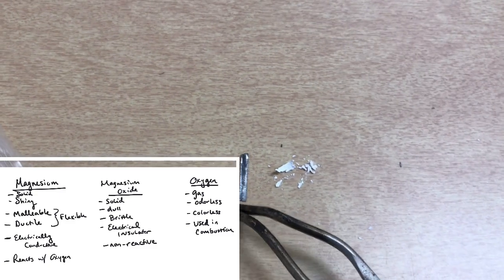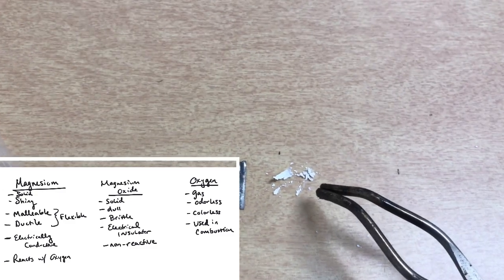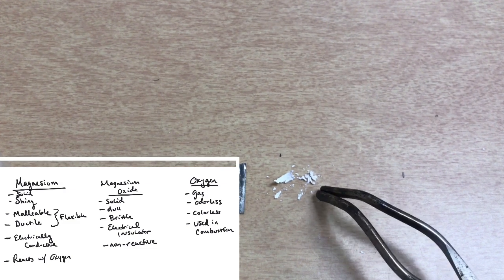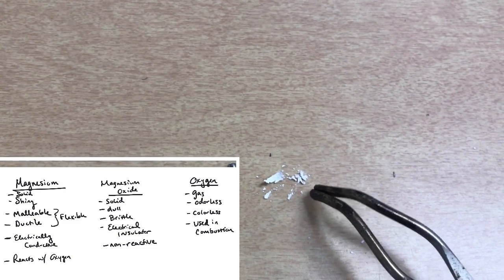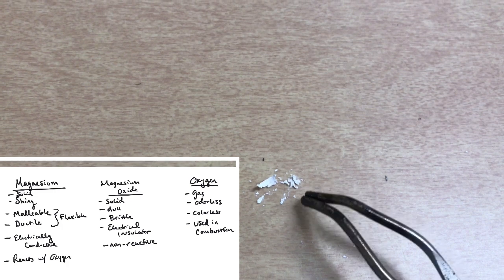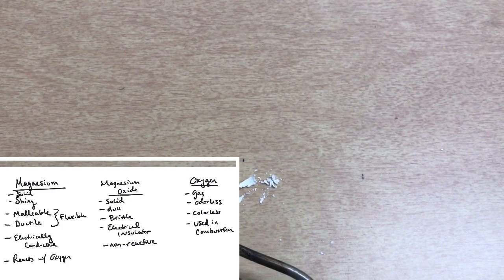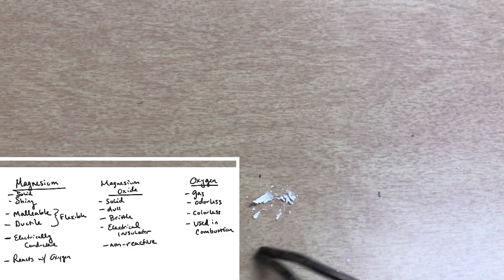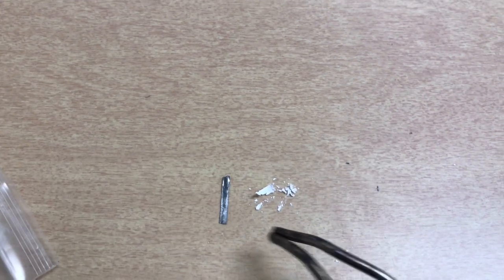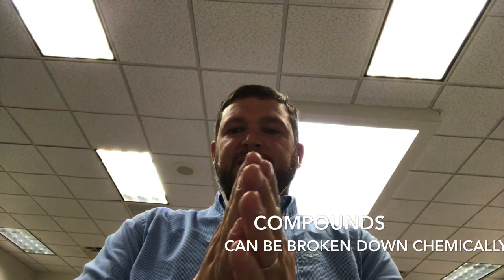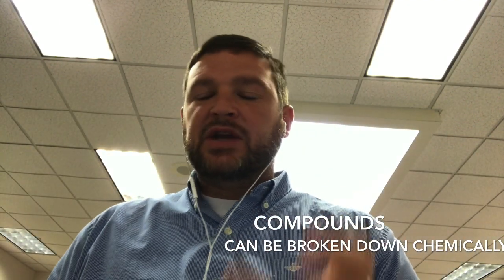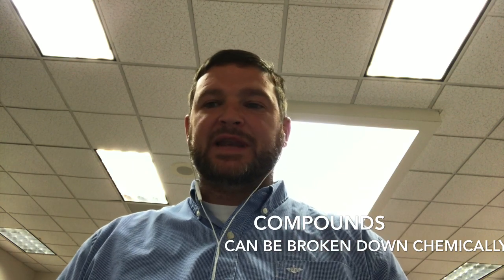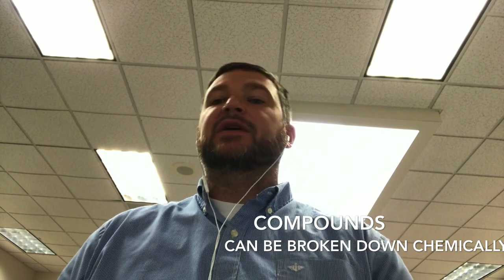We can see that the magnesium is no longer the magnesium element anymore, but it has in fact combined with oxygen. And so we have a compound where magnesium and oxygen are chemically combined to form this compound, and the properties are completely different. So we took two elements, combined them chemically to get a compound. Compounds can be broken down, but they have to be broken down chemically.